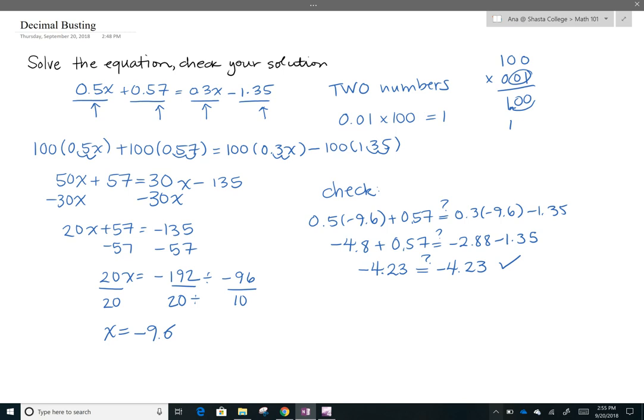So when you're solving an equation using decimal busting, you're essentially looking for how many numbers are behind the decimal. Let's say I have 0.123. There's 3 numbers behind the decimal, so I'm going to need to move it once, twice, 3 times. That means I'm essentially multiplying by 1,000. I have to be consistent, and I have to do it to every term that's in the equation to make sure that I am not changing the equation and keeping it equal.